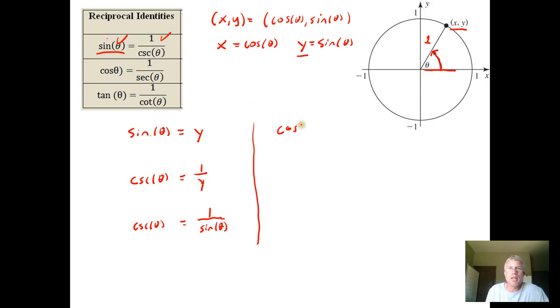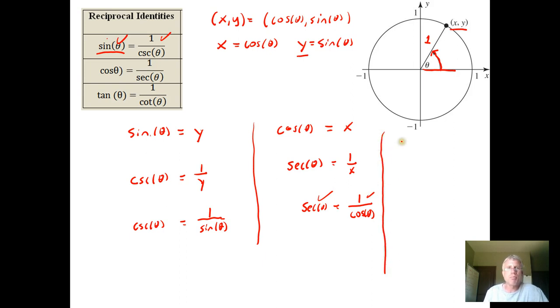So cosine of theta, we know it's equal to x on the unit circle. The reciprocal of x is 1 over x, and we gave the reciprocal of cosine a name. We said, hey, the reciprocal of cosine, we're going to name it the secant. But if x is the cosine, then this is the same as saying 1 over the cosine of theta. So these two statements look different, but they are equivalent. They are identities. And we could play the game one more time.